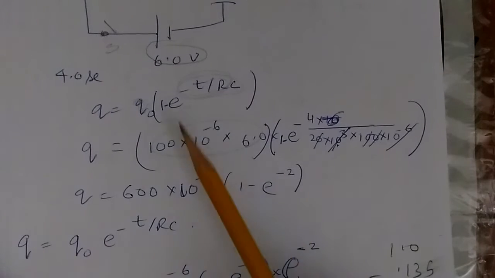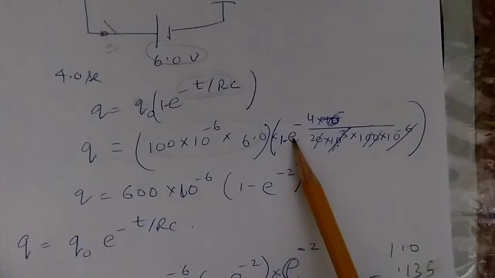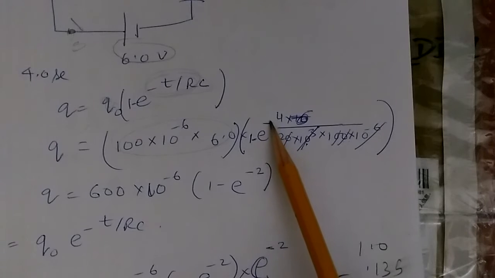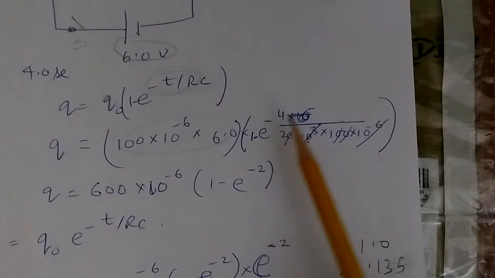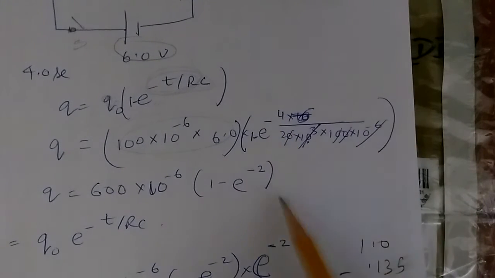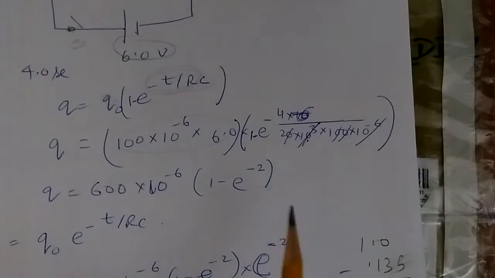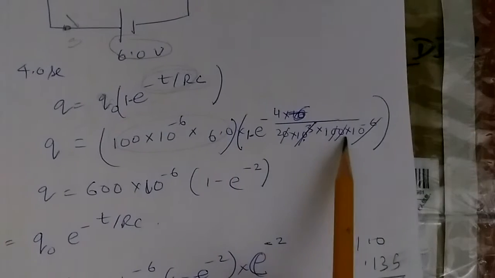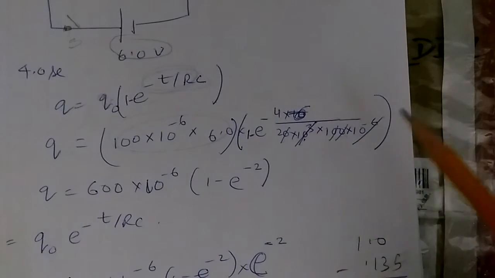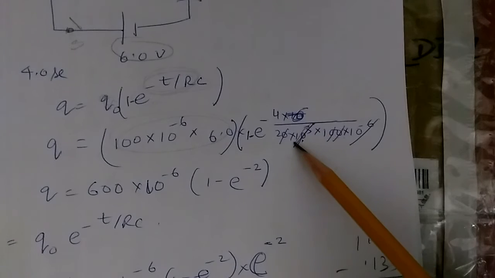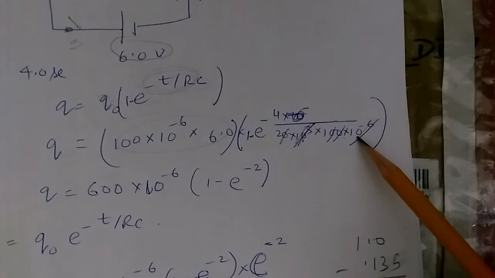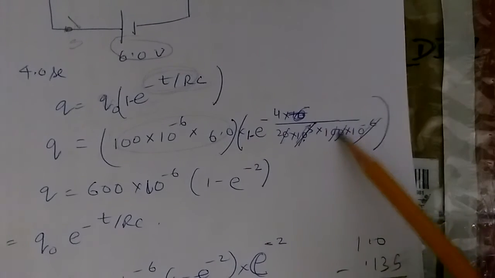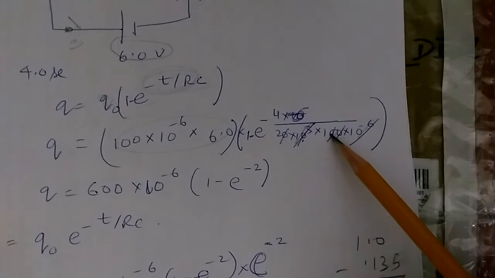We got Q naught, and then 1 minus e to the power minus t by RC. t is 4 seconds, so minus 4 divided by R, which is 20 kilo ohm, so 20 into 10 to the power 3, into C, which is 100 microfarad, 100 into 10 to the power minus 6. So 10 to the power 3 and 10 to the power minus 6 becomes 10 to the power minus 3, and 100 is 10 to the power 2.